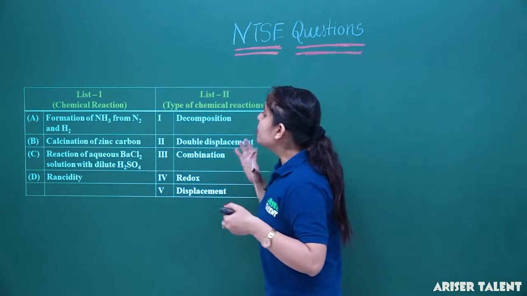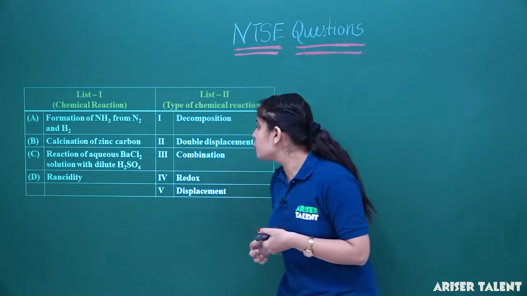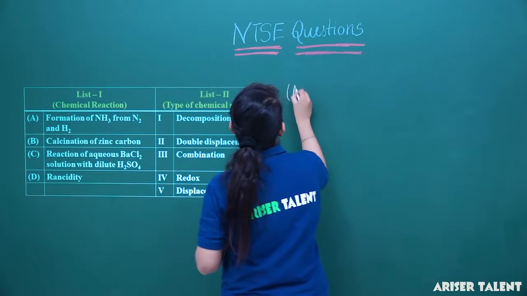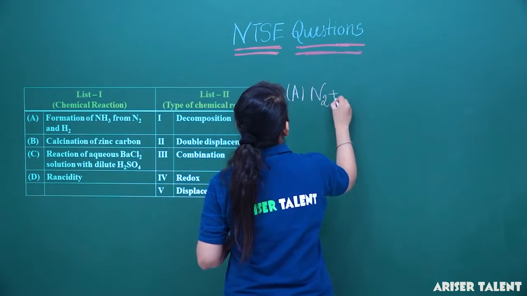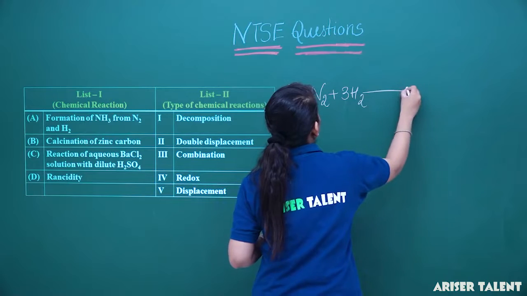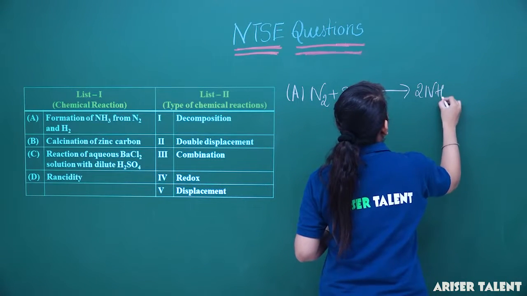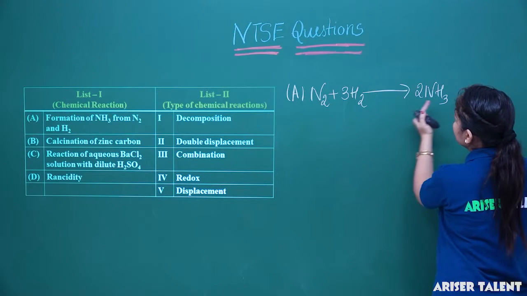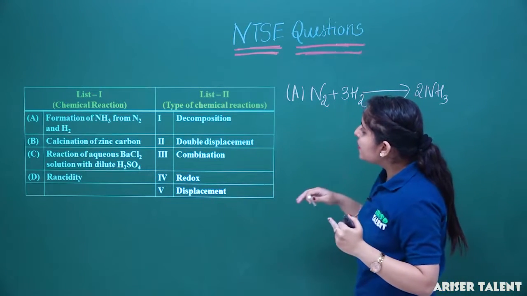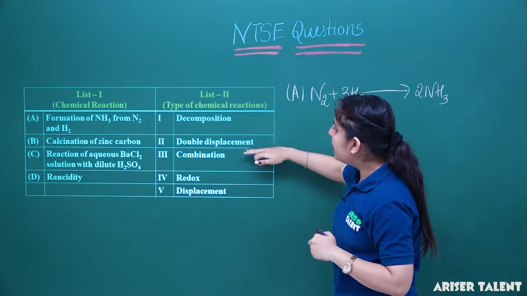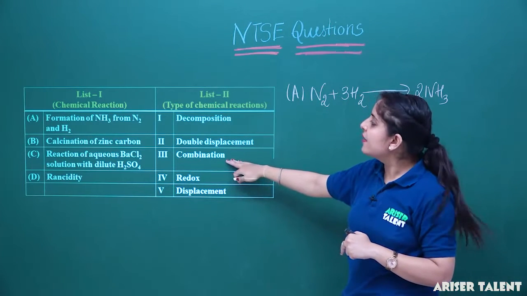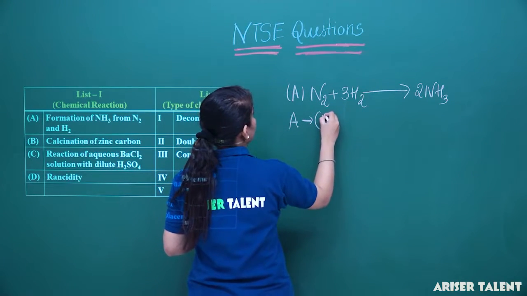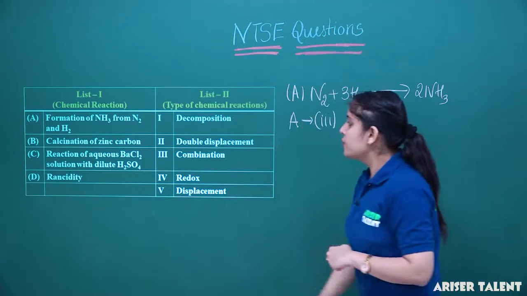Now, formation of NH3 from N2 and H2. Nitrogen is combining with hydrogen to give ammonia. So what you can analyze from here is that there is a combination or addition of two components to give a particular type of product. The options here are decomposition, double displacement, combination. So A will correspond to the third option. It means it is a combination reaction.